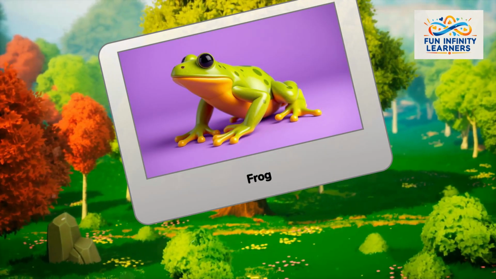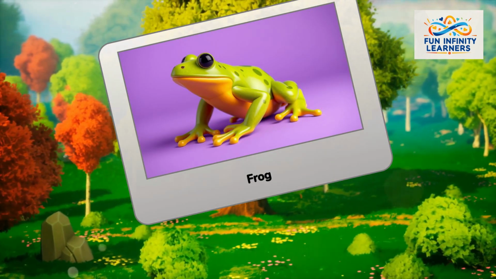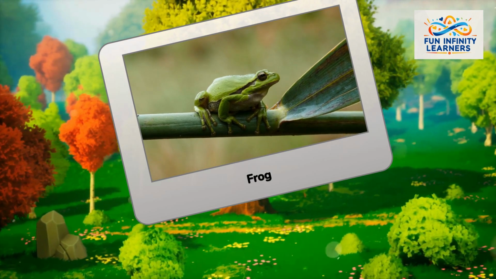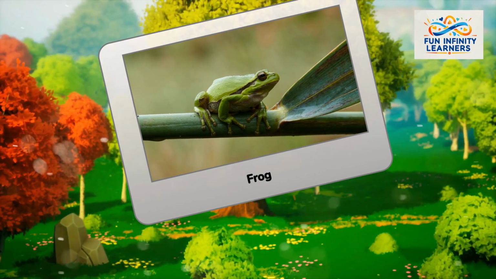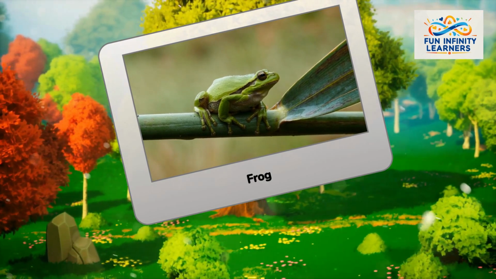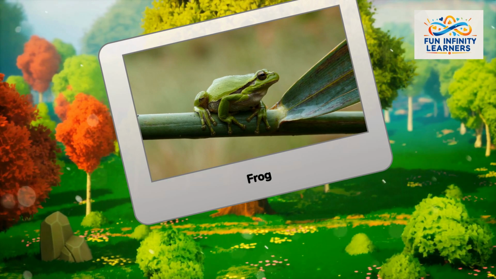This is a frog. F-R-O-G. Frog. This is a frog.